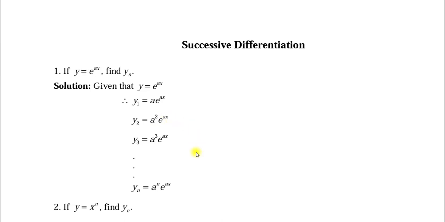And in our last step, we have to predict yn based on the pattern we got in step 2. So, yn will be a to the power n into the part which was with all the y's, which is e to the power ax. Now, your task is to do question number 2 and let me know the answer in the comment section below.